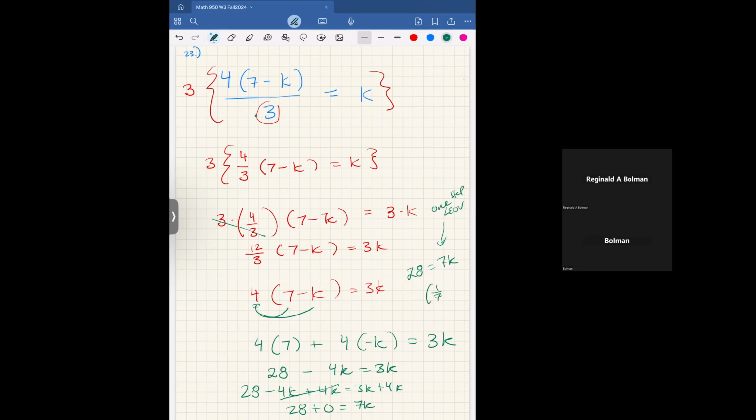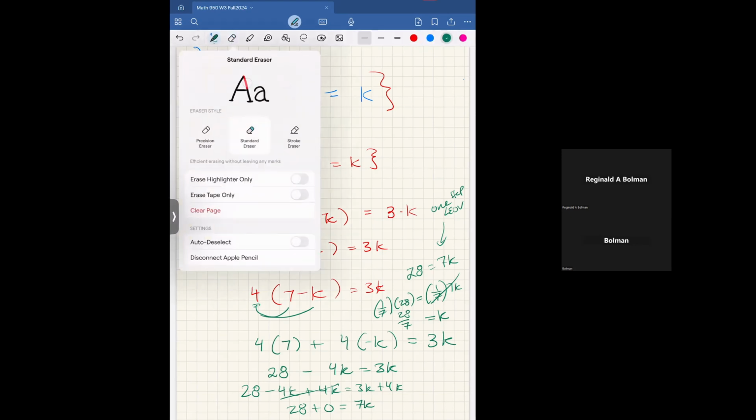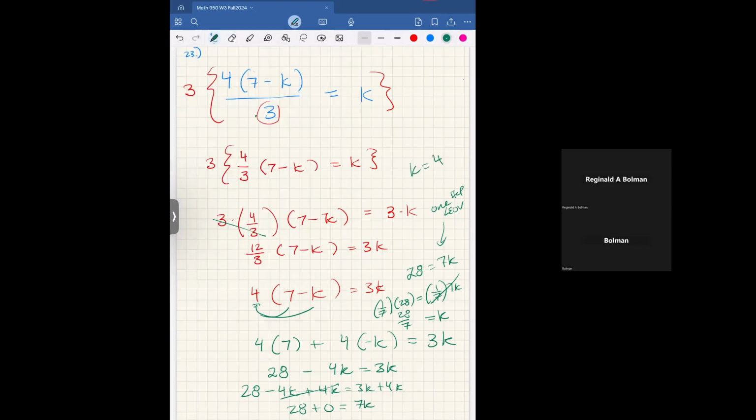Use your multiplicative inverse of 7, which is 1 over 7, and multiply by both sides of the equation. 7 times 1 over 7 just gives you 1, so you'll be left with k. 28 times 1 over 7 gives you 28 over 7. 28 divided by 7 gives you 4. So your k will equal 4. And that's pretty much all there is to this type of problem.